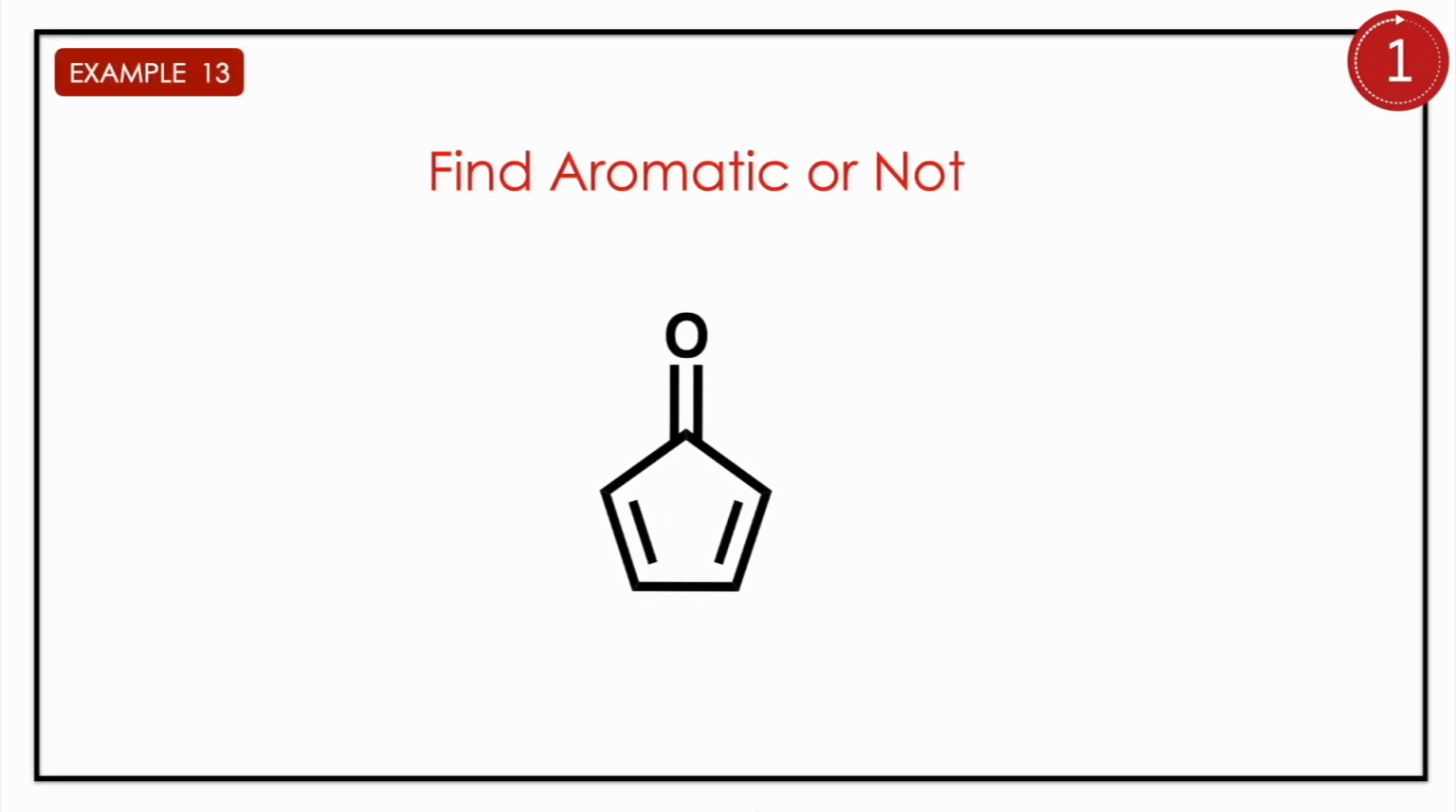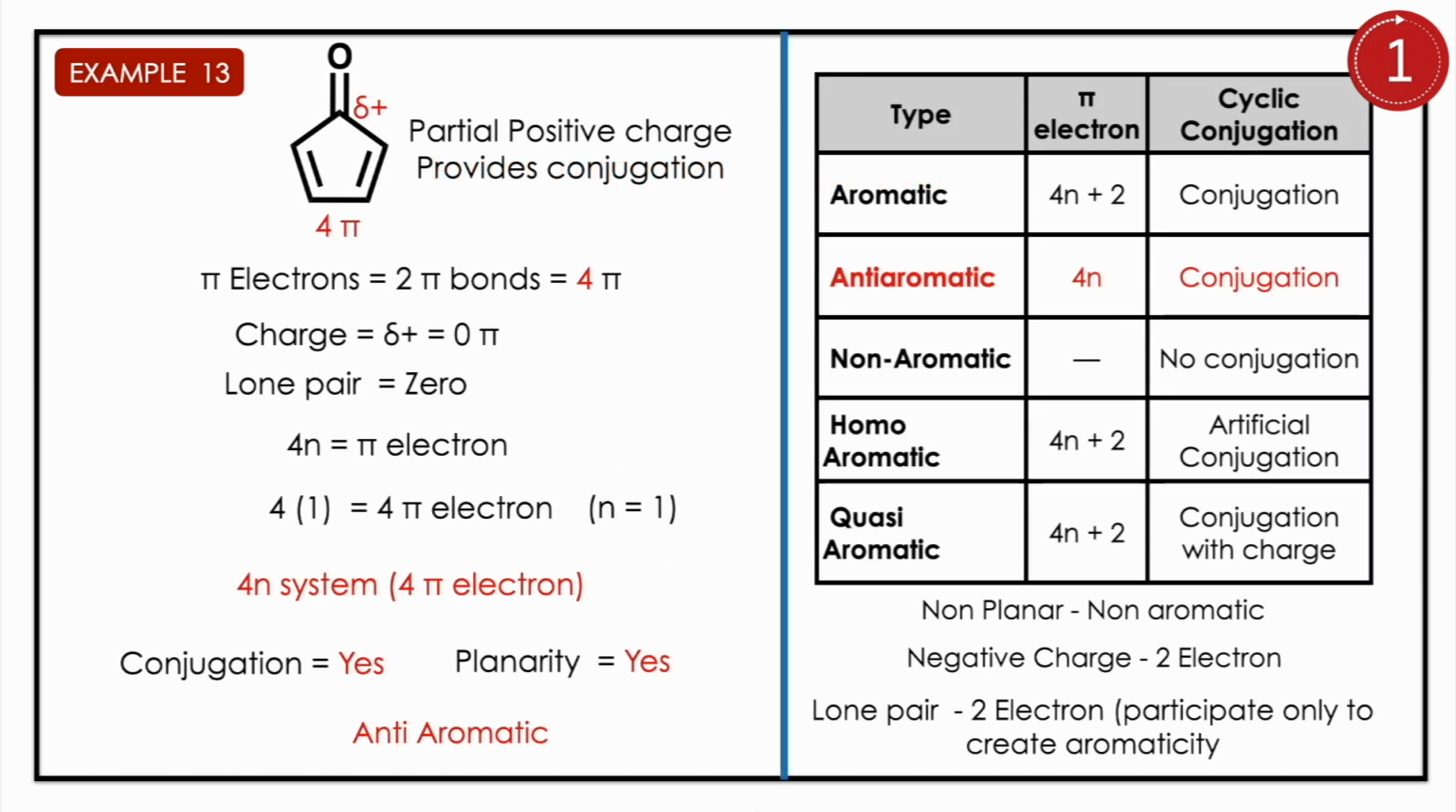Then the next example. Here you have cyclopentadienone. You should find whether the compound is aromatic or not. By looking at the plain side, you may think that it's a non-conjugated, non-aromatic compound, but in reality the carbonyl carbon possesses partial positive charge. We can take it as a full charge. It can help for the conjugation. So we can start the pi electron counting.